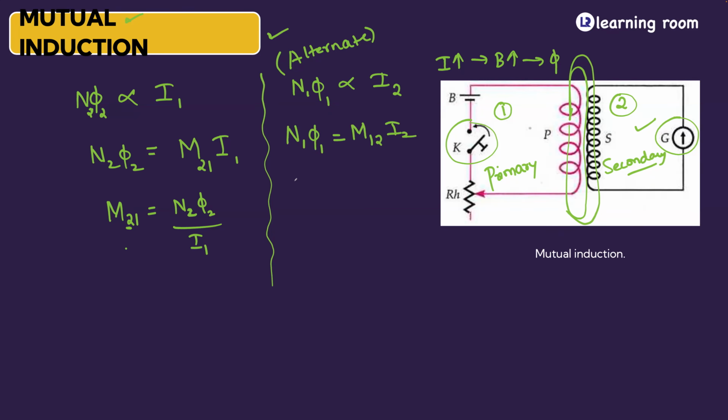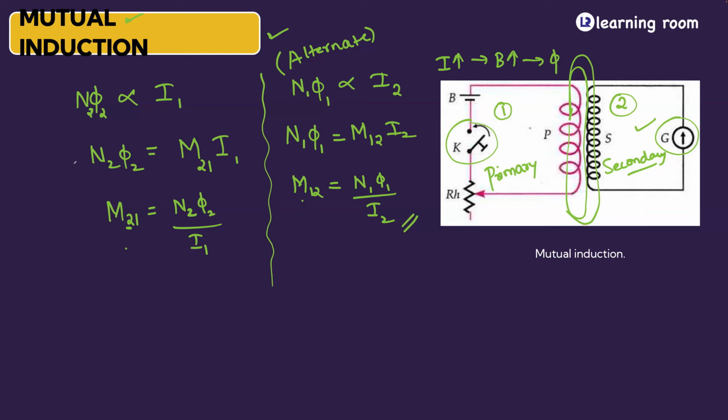M12 times I2. Right? Then what is M12? It is N1 phi 1 the whole divided by I2. So this is how it works. See, are you able to understand? 1 in the numerator, 2 in the denominator. That's how it works. Okay.